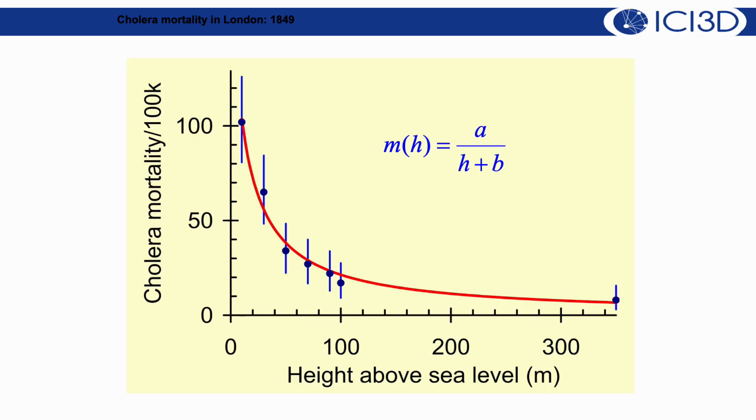a correlation. There's a very high correlation between the rates at which you're seeing cholera, and cholera deaths in particular, and the height above sea level. But correlation is not the same as causation. You cannot conclude from this graph that mortality is actually a function of being above sea level.